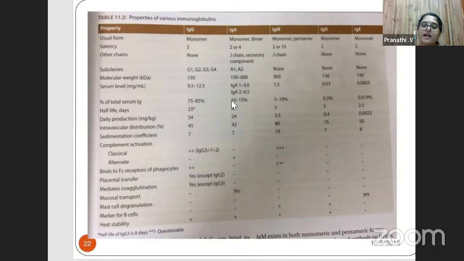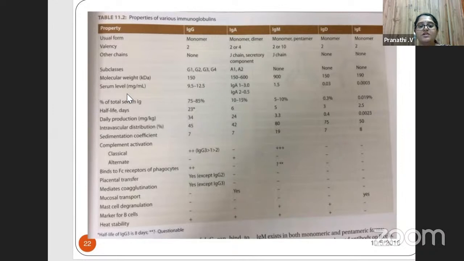How much of IgG and these other immunoglobulins respectively is present inside the serum? You get to see that around 9.5 to 12.5 is IgG. IgA is around 1 to 3, A2 is around 0.5, M is around 1.5, and IgD is only around 0.03. IgE is only around 0.003. So the least amount present is always IgE.